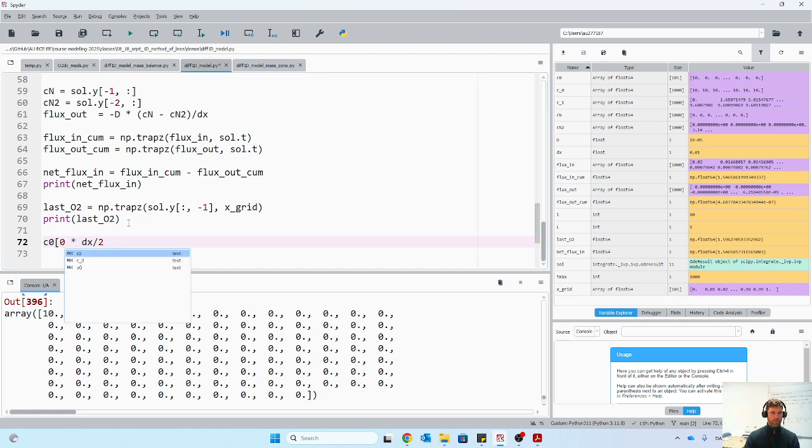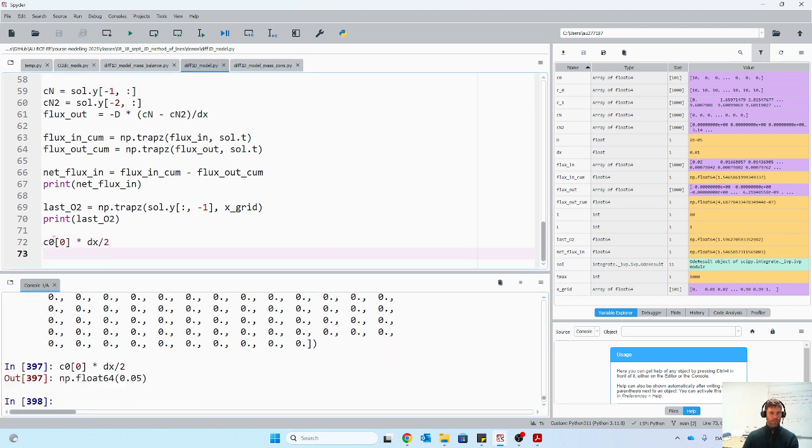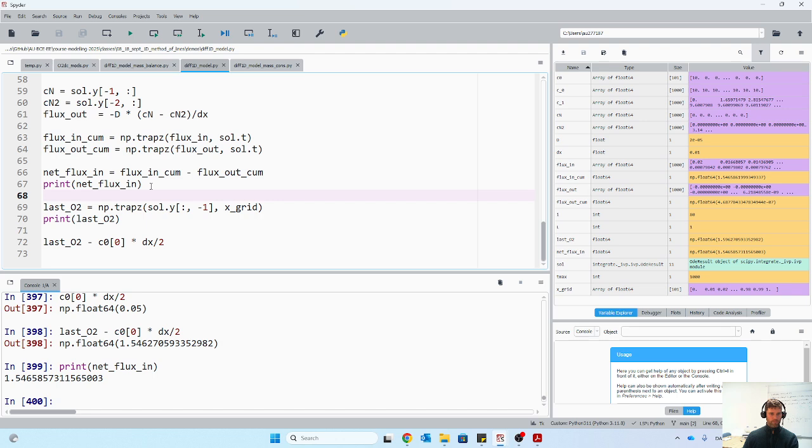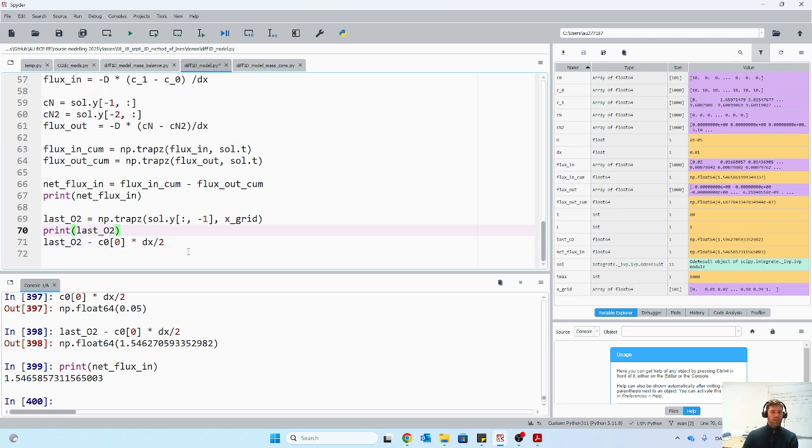Only the first point here, which is where we have the 10, and see what that gives. 0.05. So let's take last O2 minus this. Then we get 1.5462. Okay, let's compare that to the net flux in again. And that also gives 1.5465. So there's a very small difference here, but they are almost identical. And I would say this is good enough that you can say that you have verified that the mass balance, or the mass, is conserved.